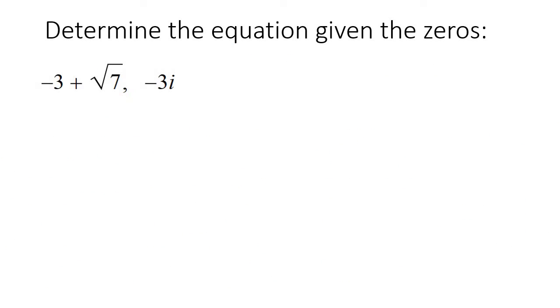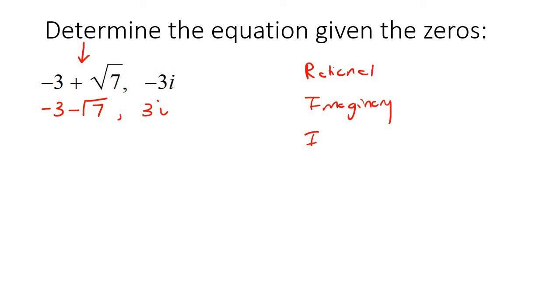Here's our next example. So what you must realize is that this is an irrational zero. So we need to add a conjugate. The conjugate is when you switch the sign in front of the square root part. There we go. And then this is an imaginary number, so you also need to switch that one. So here we go. If you have rational roots, then you can also get imaginary. And then you can also get irrational.